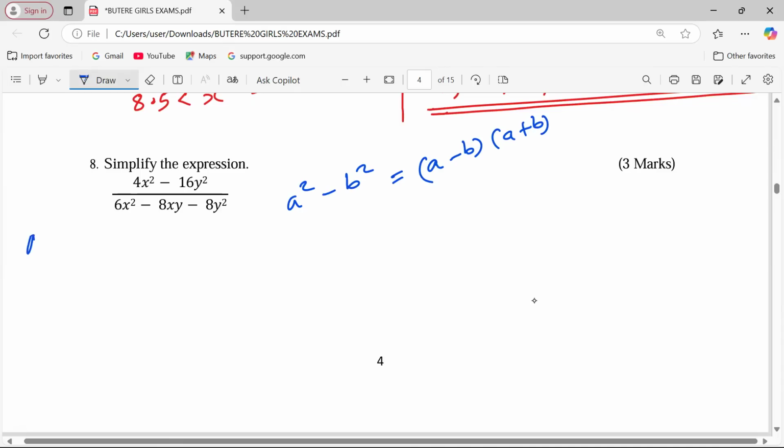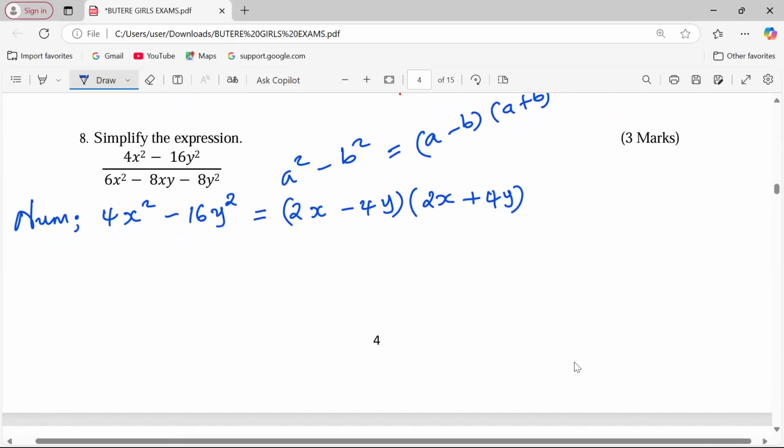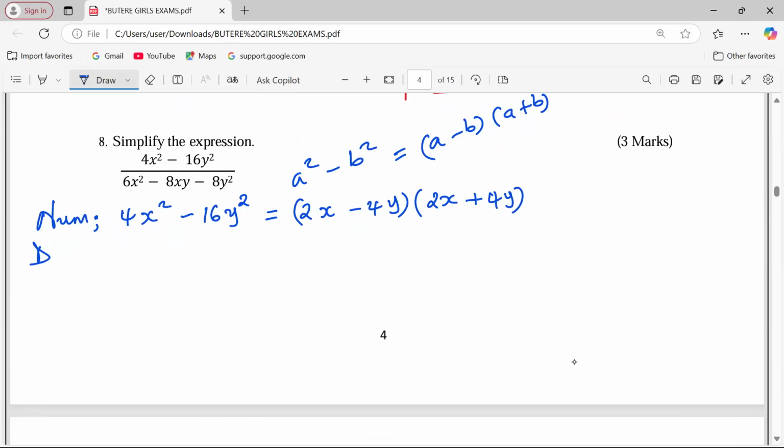So from this, the numerator, which is 4x squared minus 16y squared, will be equal to 2x minus 4y into 2x plus 4y. Now, in case we expand 2x minus 4y, 2x plus 4y, we shall get 4x squared minus 16y squared. So that's how we expand a difference of two squares. Then look at the denominator now.